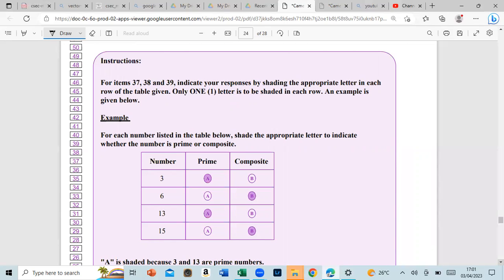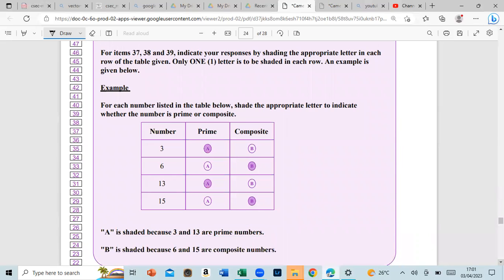All right. For each number listed in the table below, shade the appropriate letter to indicate whether the number is prime or composite. So this is an example. This is not the real thing. But notice they said 3 is either prime or composite, right? And we know that prime numbers have only 2 factors, while composite have 3 or more. So it cannot be prime and composite at the same time. It has to be or. It's either composite or prime.